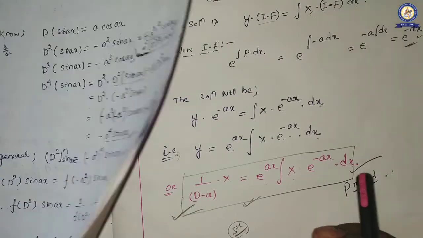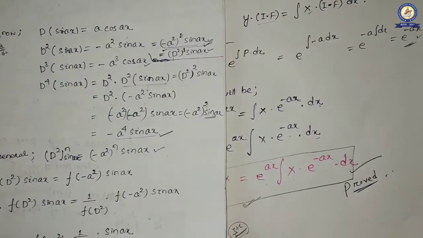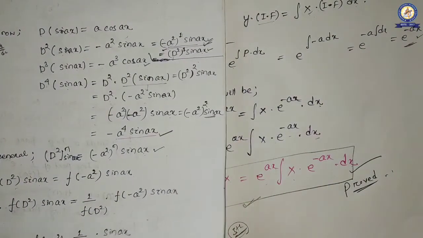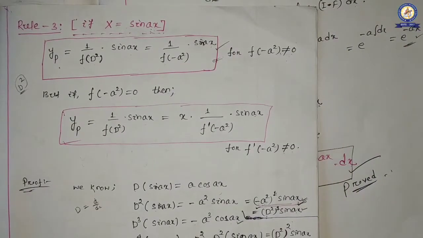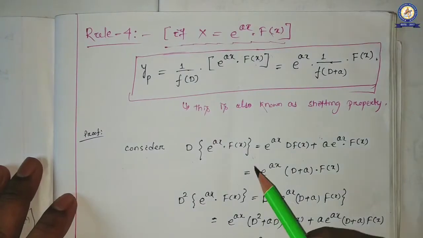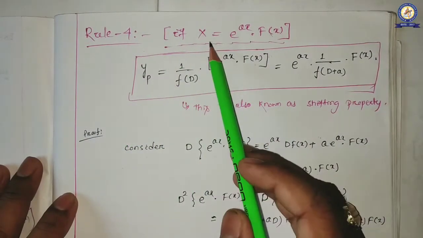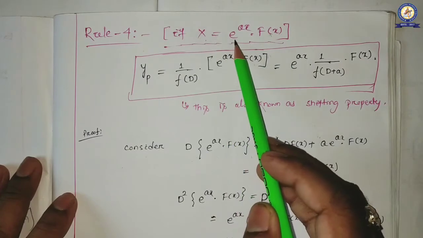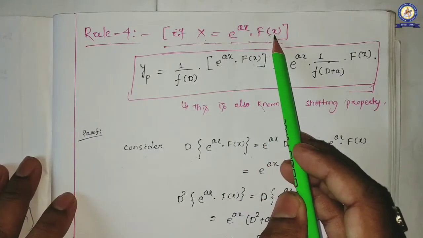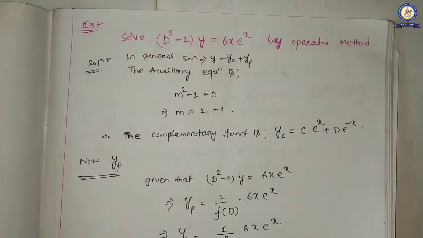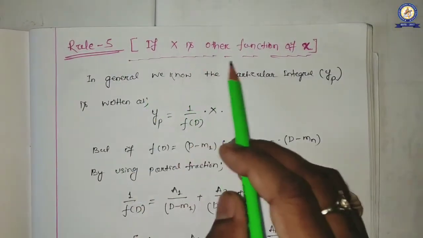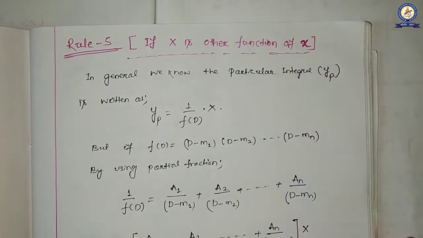In today's class we are going to discuss rule number 4 and its corresponding numericals, and rule number 5 also. So this is rule number 4: if the source function X is equal to e to the power ax into f(x), then what will be the particular integral, that we are going to discuss in this class, and corresponding numericals.